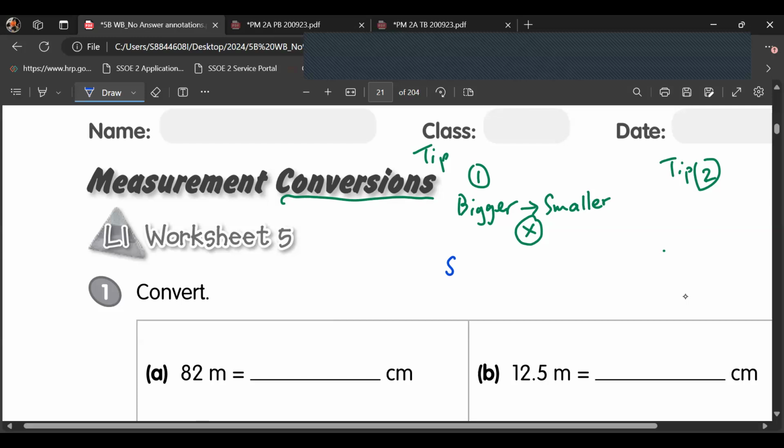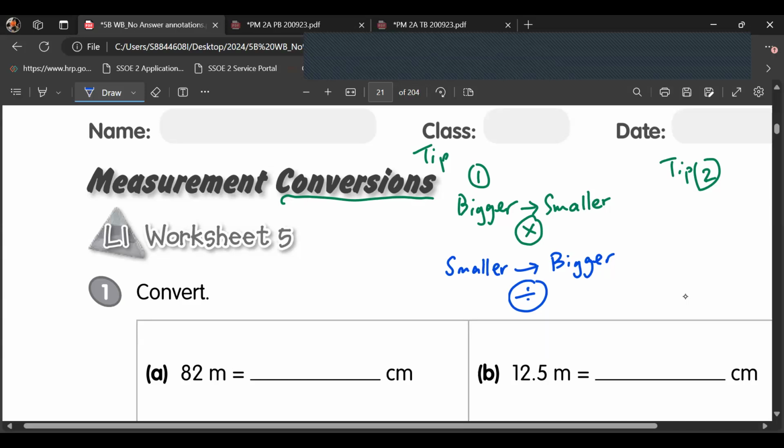When I go from a smaller unit to a bigger unit, I will choose divide. The opposite. That's correct. So that's the first tip that I must remember. I'm writing it down, and I urge you to write it down on the worksheet as well. When I convert from a bigger unit to a smaller unit, I'll choose multiply. When I convert a smaller unit to a bigger unit, I'll choose divide.